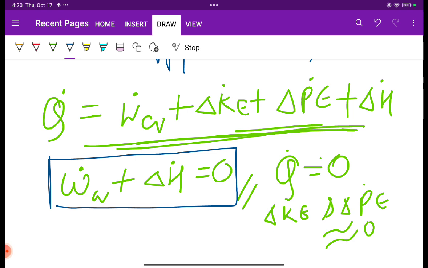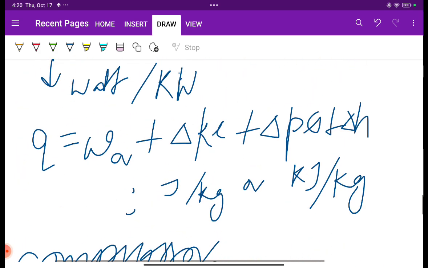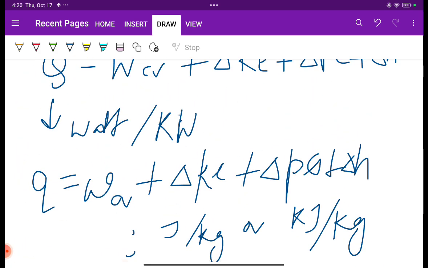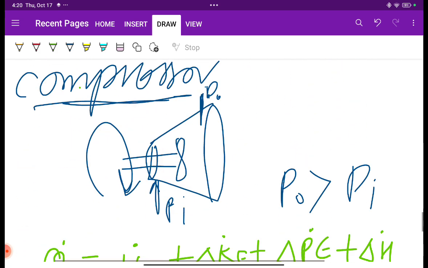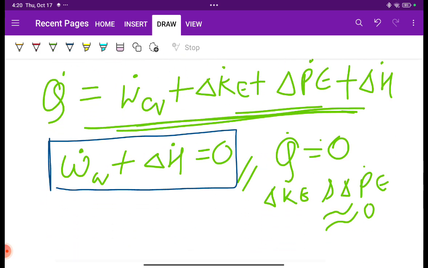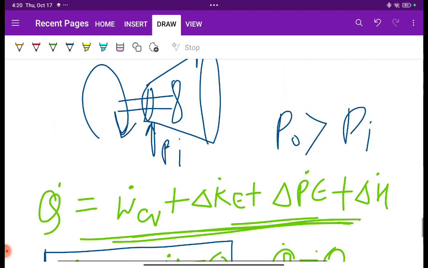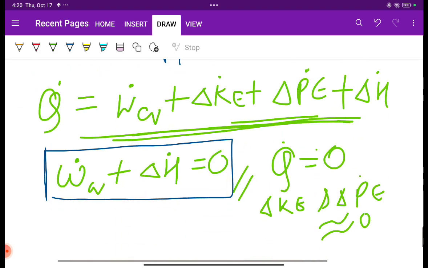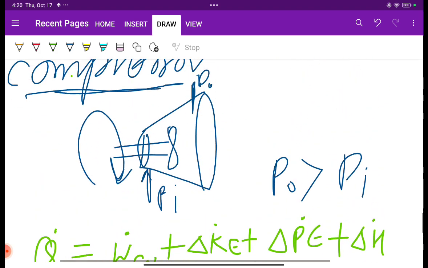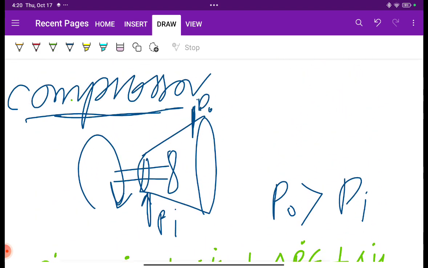And also for turbine, we haven't brought it over here. When the turbine is insulated, we similarly write the same formula as in the case of the turbine, since kinetic energy and potential energy are almost zero and heat interaction is almost equal to zero. In the case of an insulated turbine and compressor, this is the formula. Formulas are quite the same. We need to remember this pressure difference.